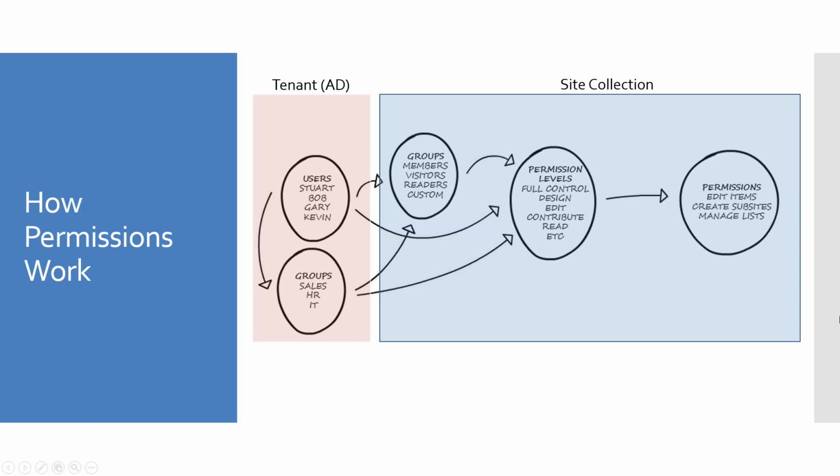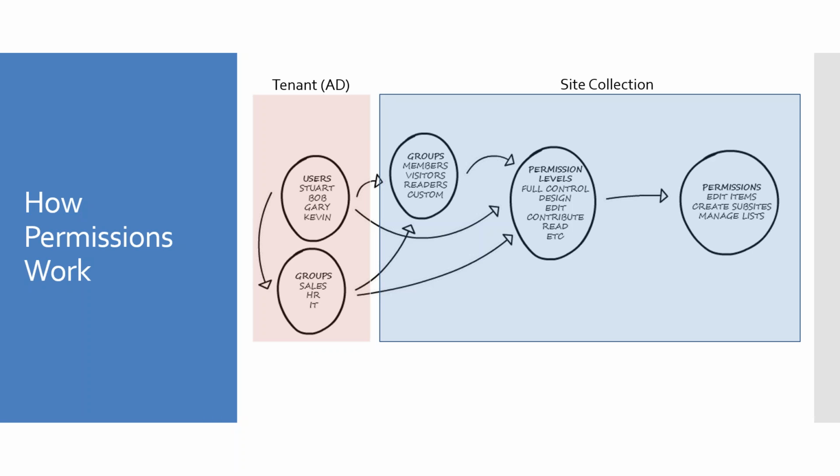So you'll come across permission levels such as full control, design, edit, contribute, etc. And those permission levels are basically containers for multiple permissions. So there's about 30 or 40 different permissions that are split into three categories. We have site permissions, we have list permissions, and we have personal permissions. There's just a few examples on the slide there of things like edit items, create subsites, manage lists, and all of those permissions are organized into permission levels. And that's how we are granted permissions to individual sites, lists, libraries, folders, and documents, etc.